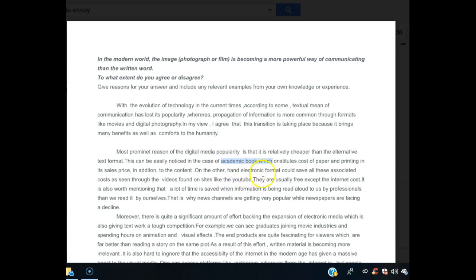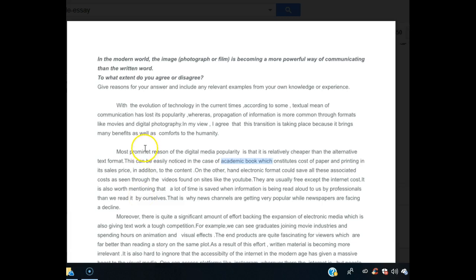an electronic format could save all these associated costs, as seen in the videos found on sites like YouTube, without the. They are usually free, except the internet cost. It is also worth mentioning that a lot of time is saved when information is read aloud, you don't want this being, to us by professionals than when we read it ourselves, without the by. That is why news channels are getting very popular while newspapers are facing a decline.